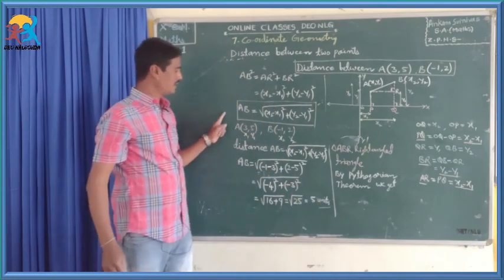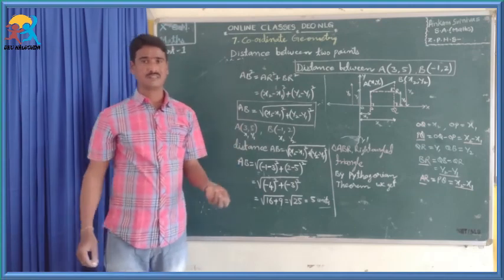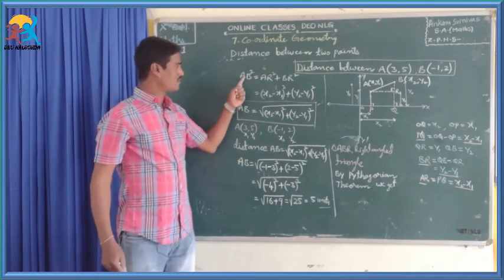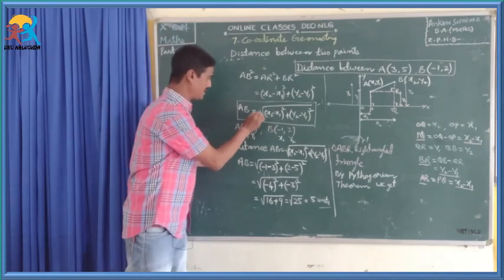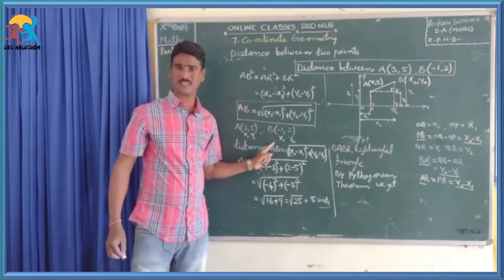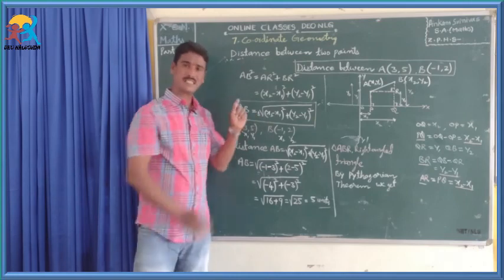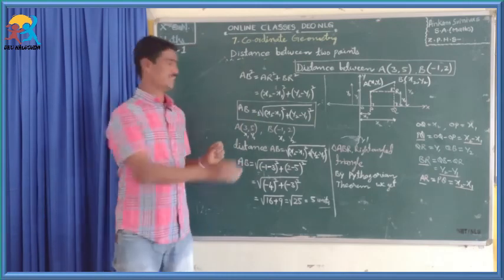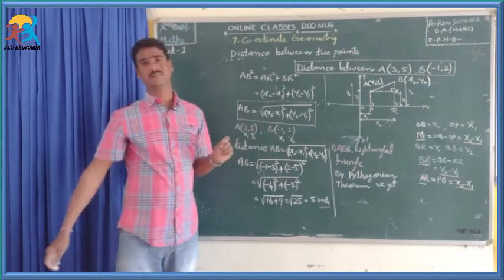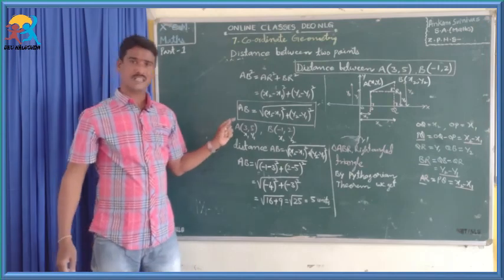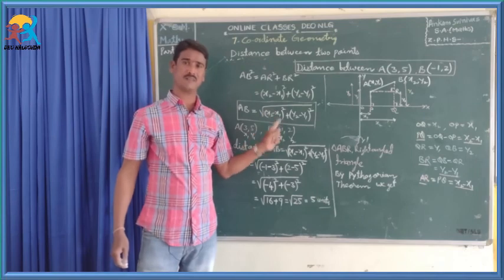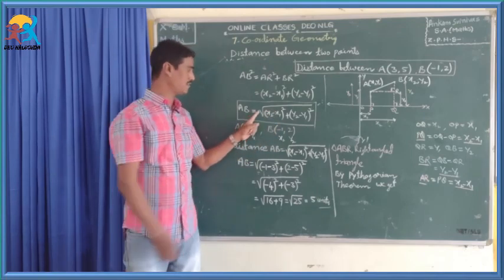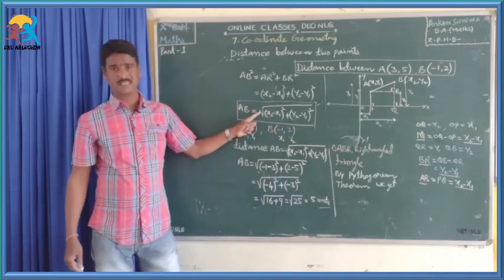Now here you may have one doubt. When we remove the square, we will get plus or minus. Why are we taking only positive here? Because the distance is always positive. We never get a negative. So the distance between 2 points we always take as positive. So I am taking here only plus.